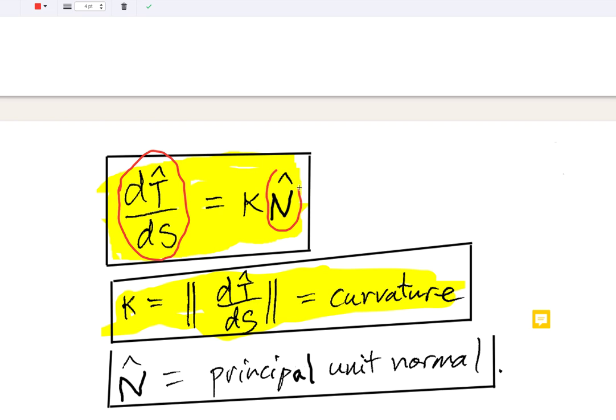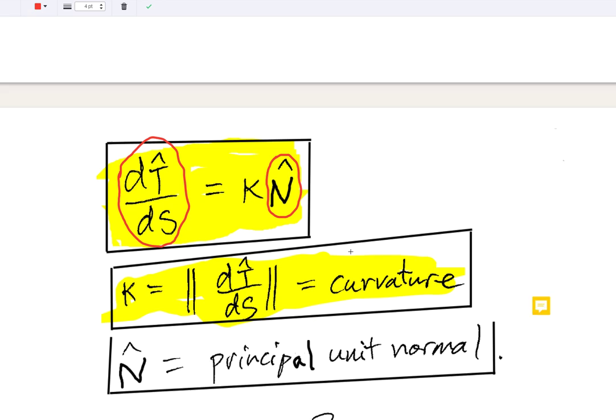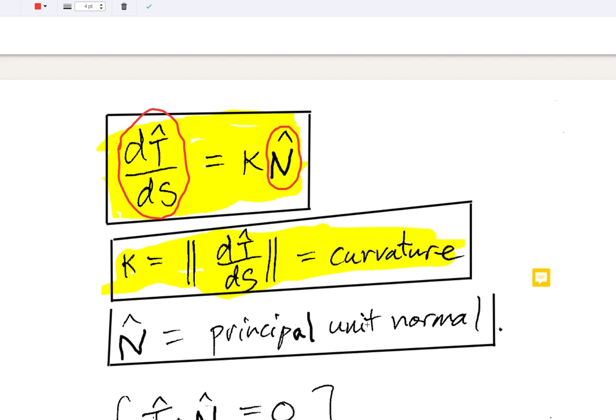A unit vector here. And I'm going to give that a name. I'll call it the principal unit normal. Okay, so I could write this: dT/ds equals kappa times N hat. This thing is called the principal unit normal, and this is going to be our definition here.